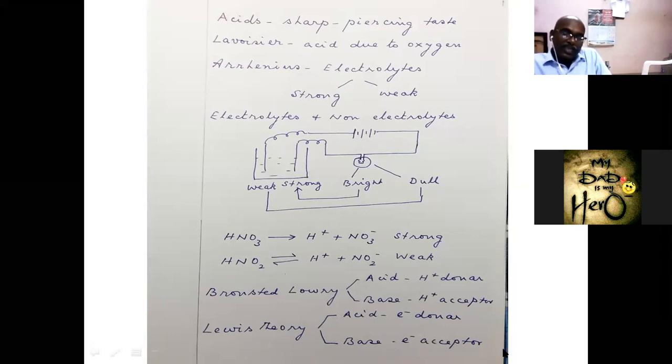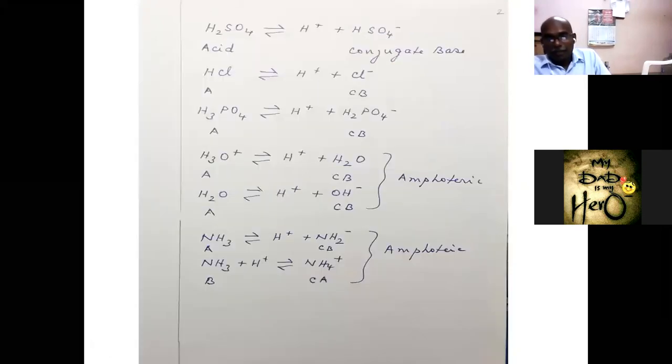Therefore, BF3 is an electron acceptor, whereas NH3 is an electron donor. Therefore, NH3 is a base and BF3 is an acid. So next one, look at this. You should carefully look into this.